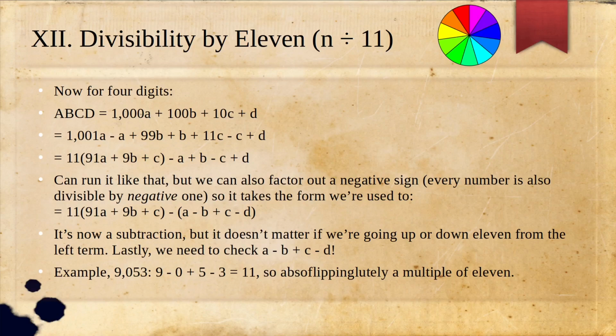Don't worry that we're now subtracting all that, because as long as the resulting number is a multiple of 11, it doesn't matter whether it's going up 11 or down 11 from the left term, so we just need to check our A minus B plus C minus D. Let's test 9053. 9 minus 0 plus 5 minus 3 equals 11. Yep, definitely a multiple of 11.